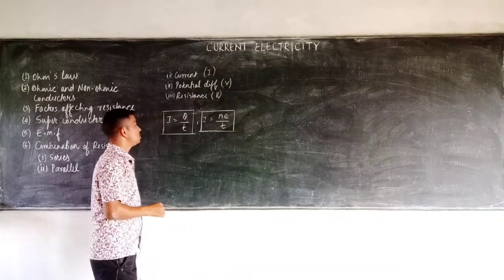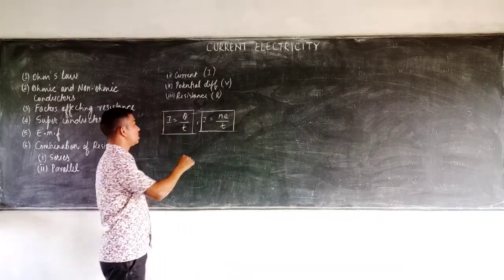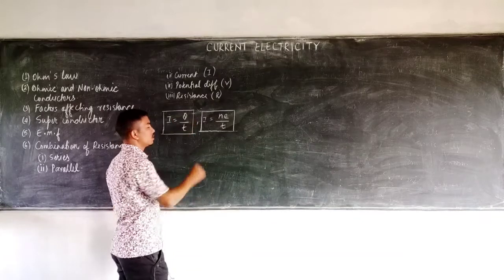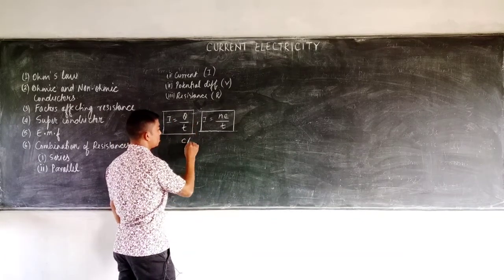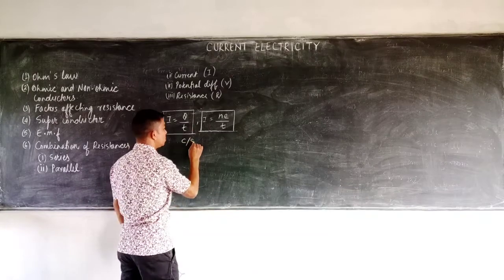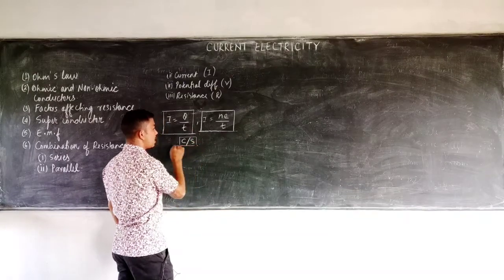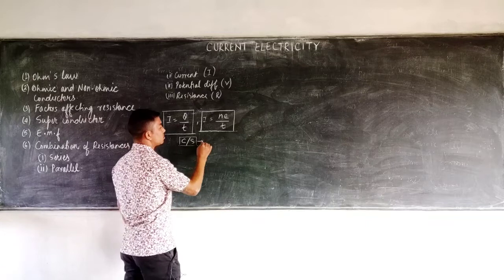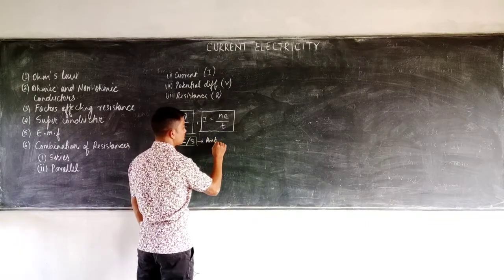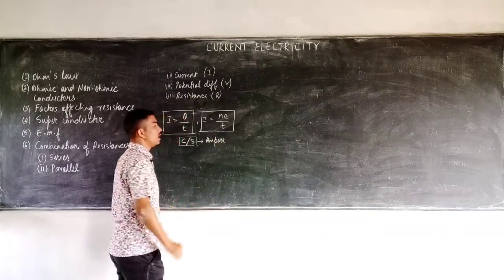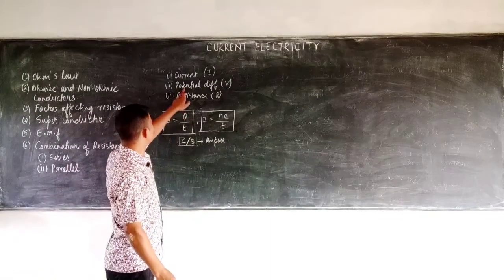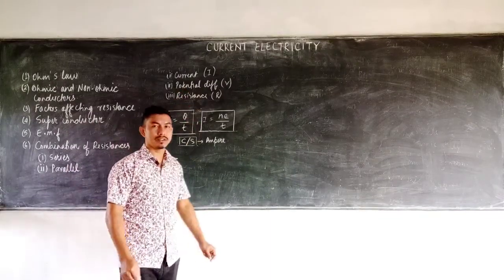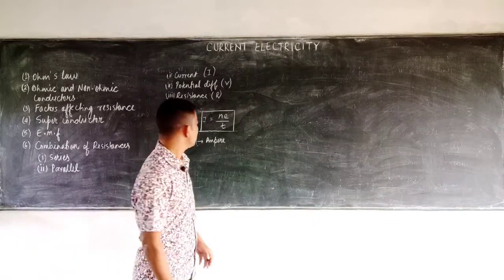Now coming to the unit of current, we already know that the unit of charge is coulomb and the SI unit of time is second. So coulomb per second is the SI unit of current, which is also known as ampere. So ampere is the SI unit of current. Now coming to the second term, the potential difference. What is potential difference?